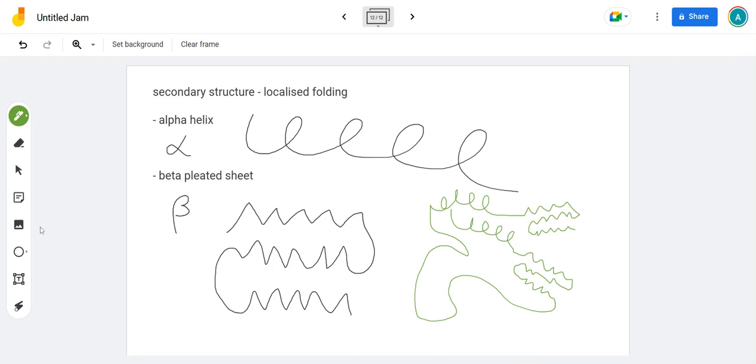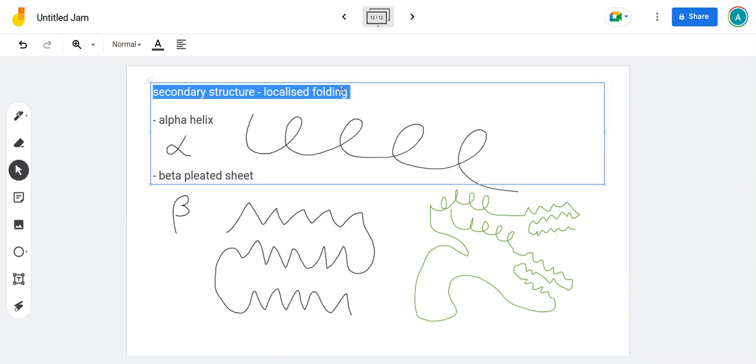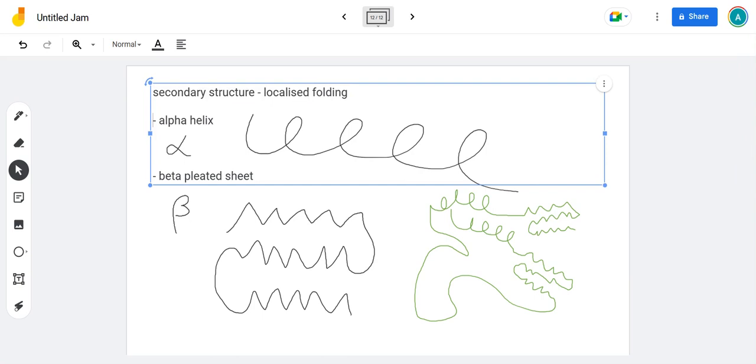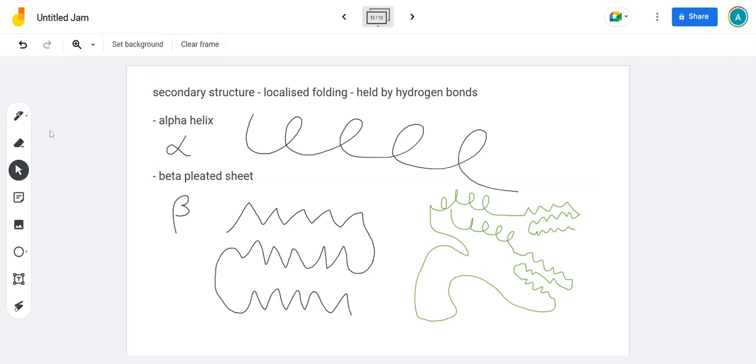As I said before, we always need to mention the bonds. So the bonds that hold both the alpha helix and the beta sheet are hydrogen bonds. Okay, so let's just add that in on here. Held by hydrogen bonds, which individually are weak, but with a lot of them, they can group together to be strong.